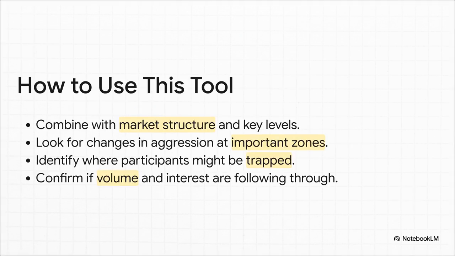So how should you use it? The right way? You use it to add confirmation to your ideas at key areas you're already watching. Are you at a major resistance level? Pull out the footprint chart and see if the aggressive buyers are finally giving up. Did the market just break an important low? Check the footprint to see if aggressive sellers are actually showing up to push it lower. It's all about using this X-ray vision to add a powerful layer of evidence to your trading plan.